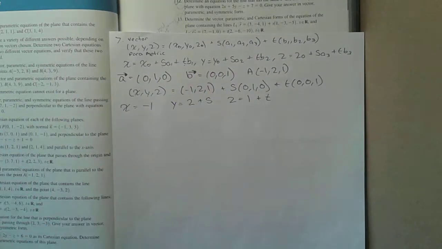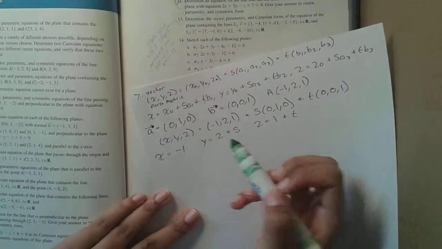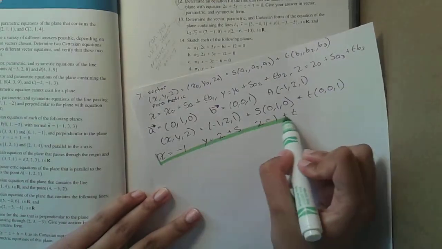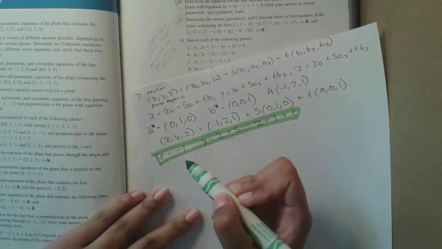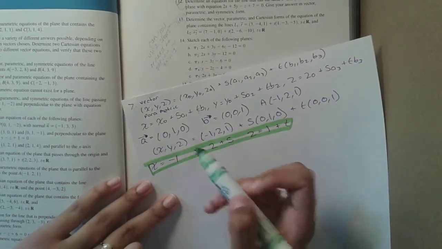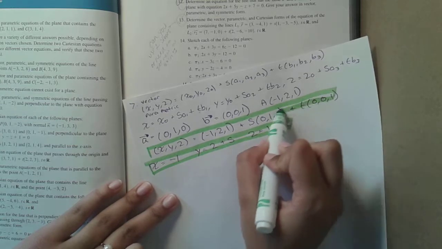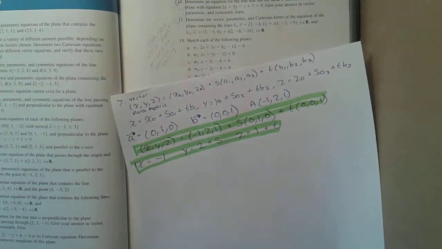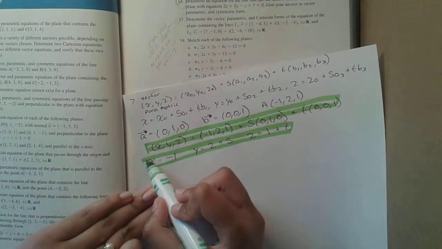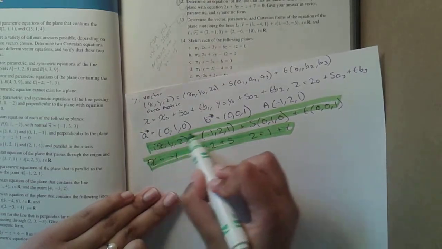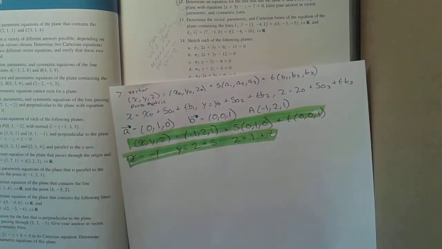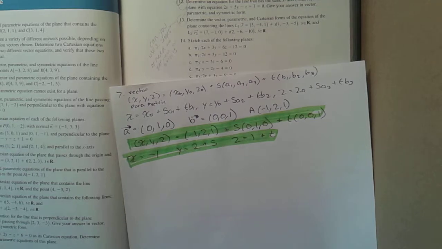So our equations are, this is our parametric equation, and this is our vector equation. I'll just highlight them in. Those are our two equations.